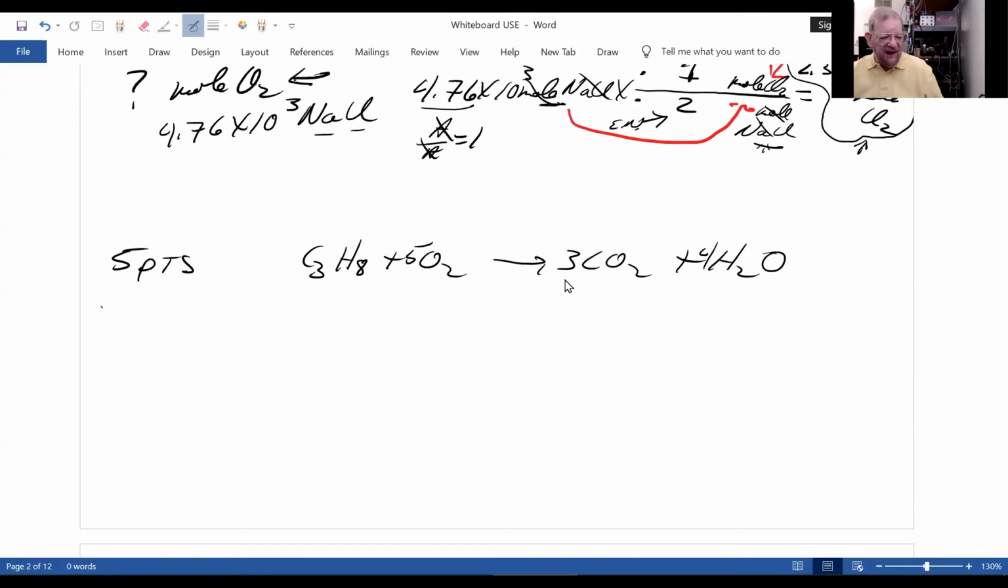And I just have to balance this in my head. Let's see, 3 carbon, 3 carbon. You won't have to do this. 8 hydrogen, 10 oxygen, 3 plus 4. It's a balanced chemical equation. By the way, this is propane.